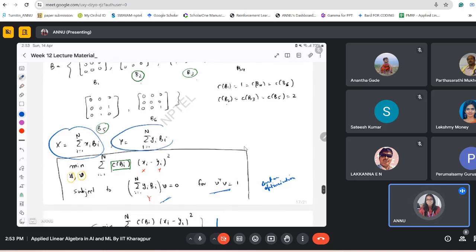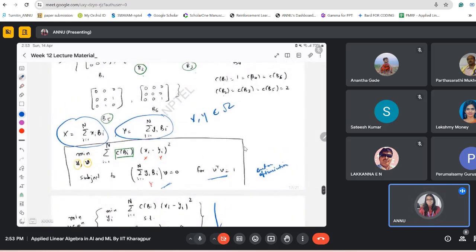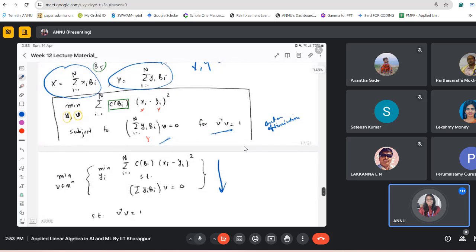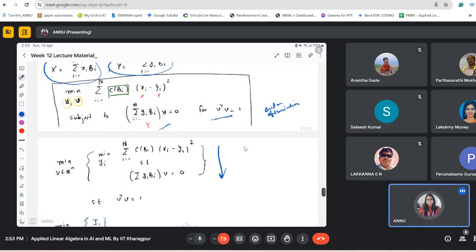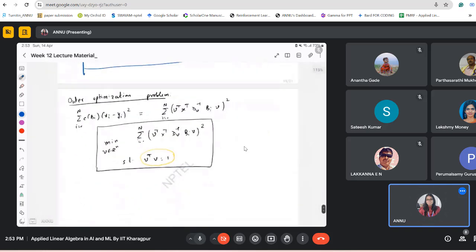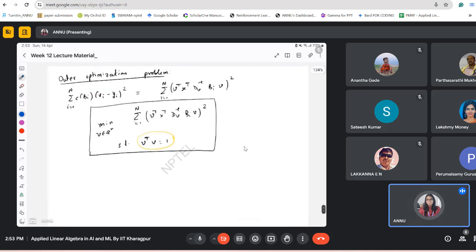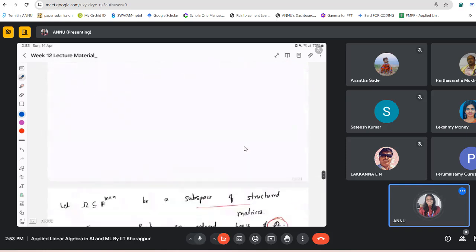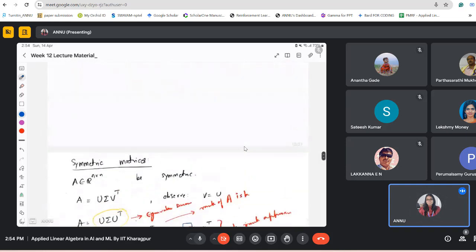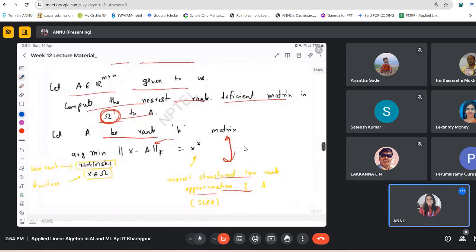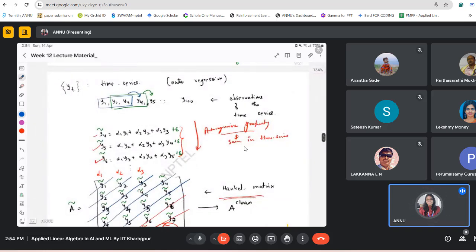What is a Hankel matrix? What are the things you can remember for this week? Please try to understand the difference between the L1 and L2 norm, what the L0 norm is, and how L1 norm is used to minimize the number of nonzero entries. We also use regularization, so in regularization, which one should we use, L1 or L2? Then what the Hankel structure is, and time series data. Okay, let's see the questions.